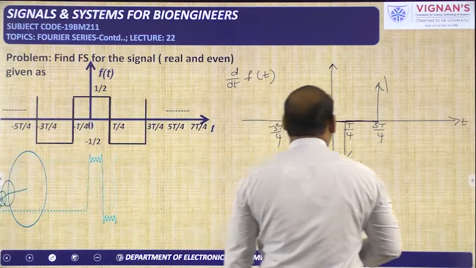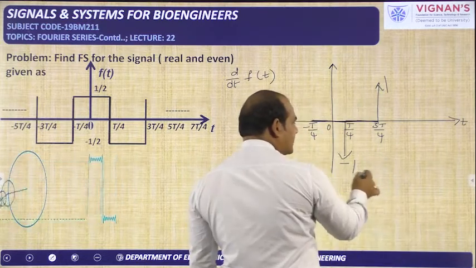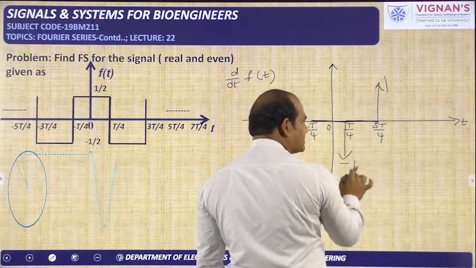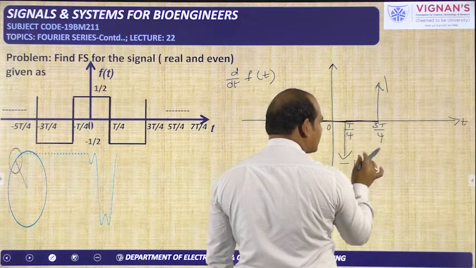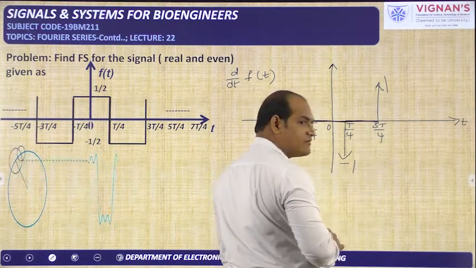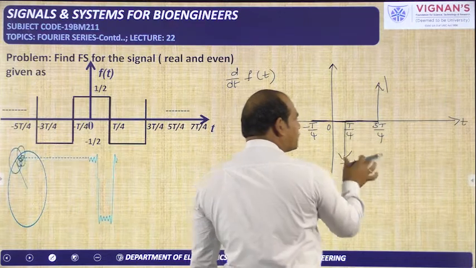Okay. So here, how much change is there in between these two? It is T/4, it is 3T/4. If you take the change, that is 2T/4. Okay, 2T/4 we have to take.